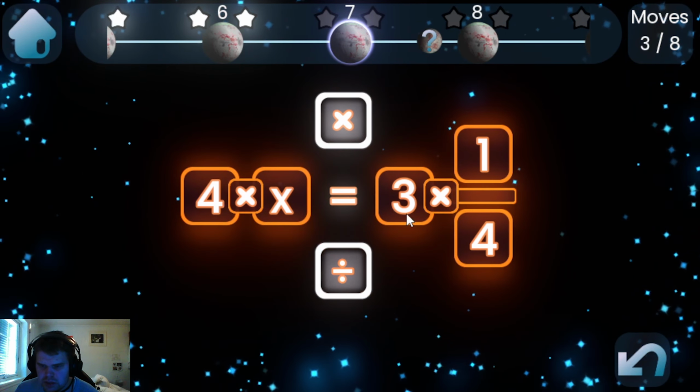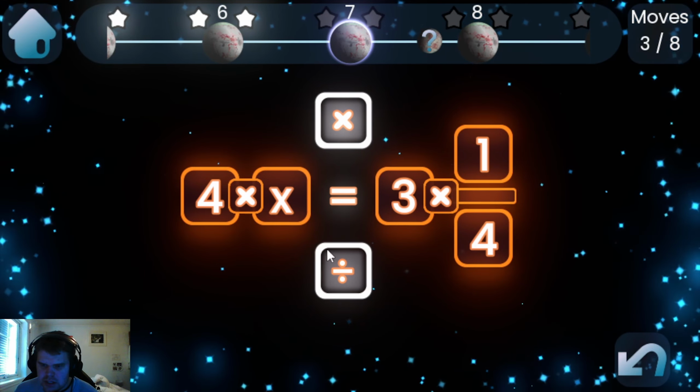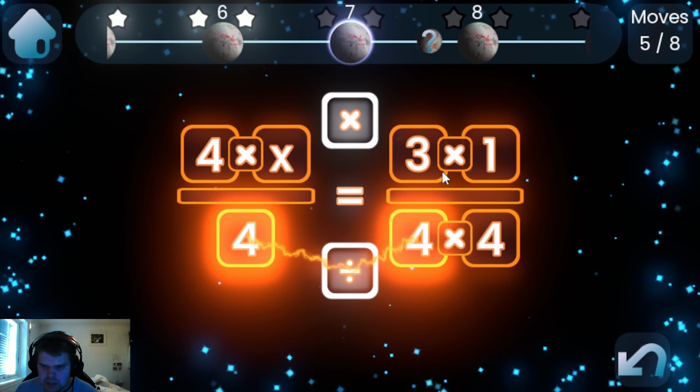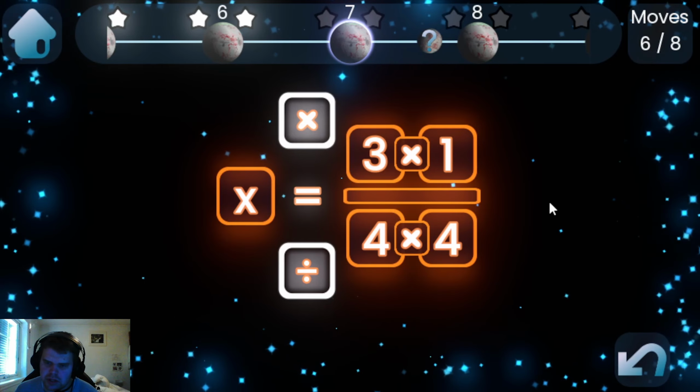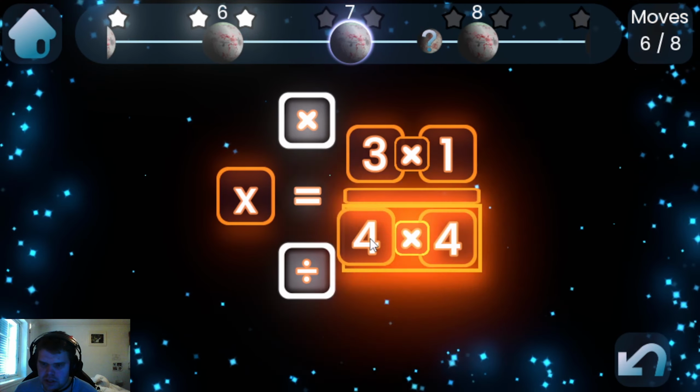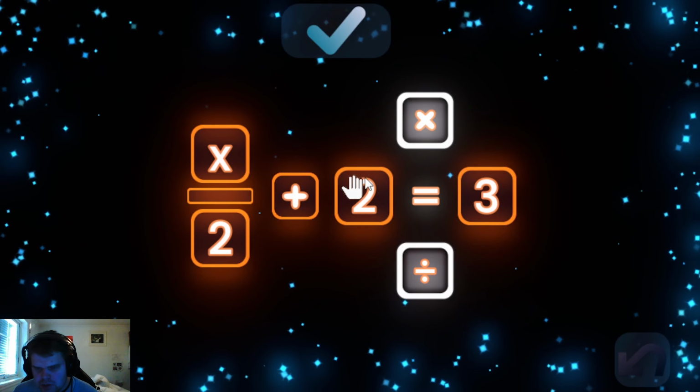Okay, so if we didn't do that, it would try to put like a fraction bar here and make a fraction within a fraction, and the game doesn't want to do that. So the game is stopping us from doing that. You want to have either just a whole fraction on either side or just no fractions on either side, and then the game is going to be happy.